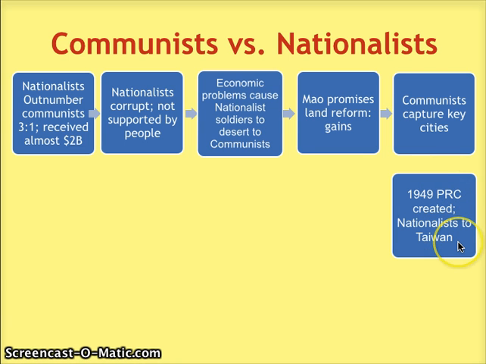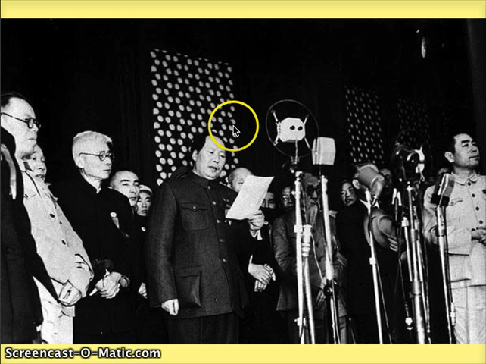So in 1949, the People's Republic of China is created. Communism has been established. And many of these nationalists end up going to Taiwan. And that is what we see today still. Here is Mao taking to the mic in this picture, after he has defeated the nationalists and kicked them out.